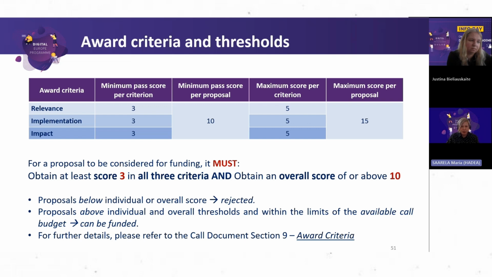Then for the thresholds, our scoring goes from 0 to 3 for each individual criterion and from 0 to 15 at the level of the whole proposal. So to be able to be considered for funding, you must reach at least the score 3 in each independent criterion and an overall score minimum 10. This is also explained in more detail under the call document section 9, award criteria. So the pass score for proposals to be funded is 10, and at the same time you need to have a minimum score 3 in each criterion. Next slide, please.